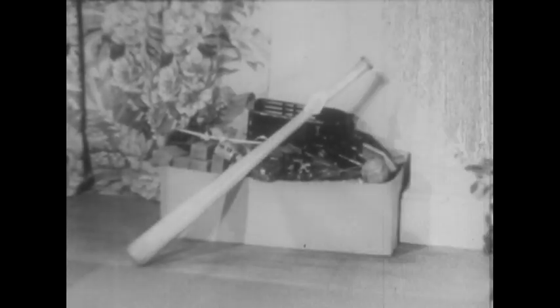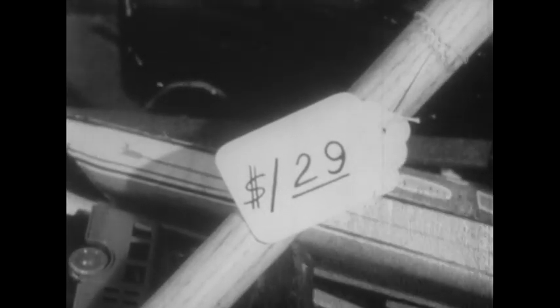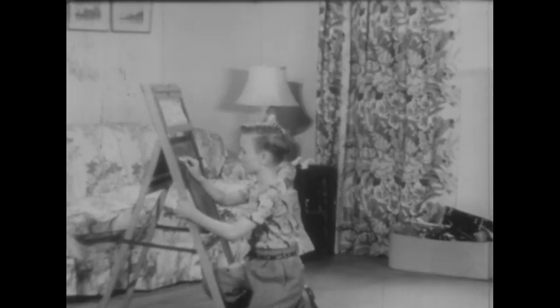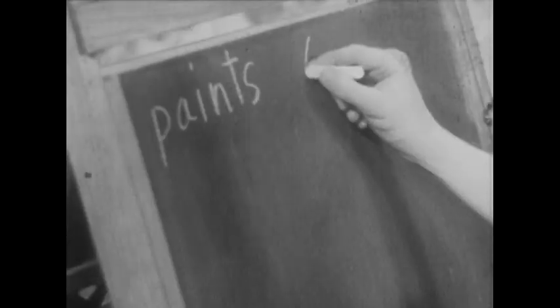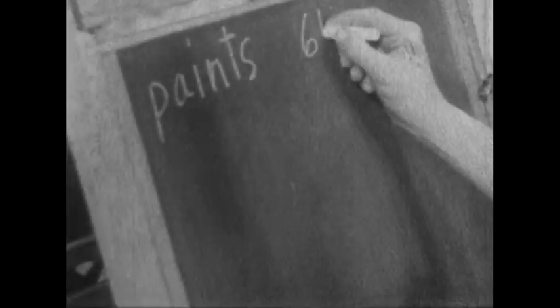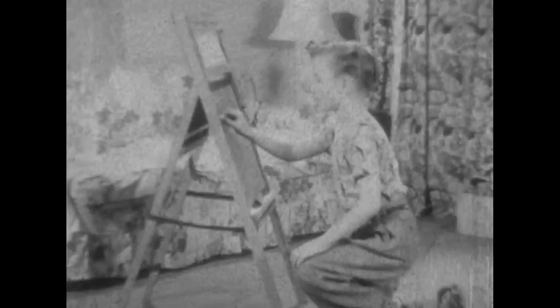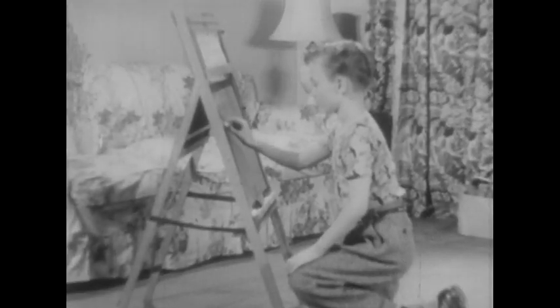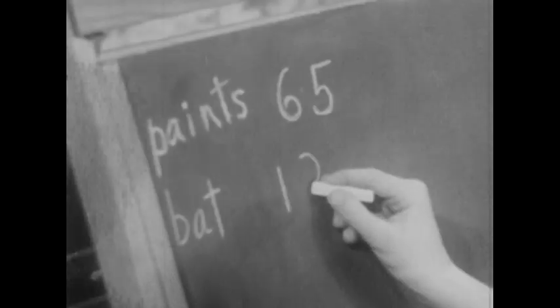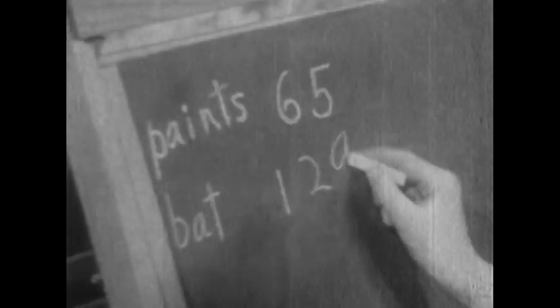How about the bat? How much does it cost? $1.29. And Billy doesn't have the bat now either. Let's write down these numbers. For the paints, 65 cents, or 65 pennies. And for the bat, $1.29, or 129 pennies.